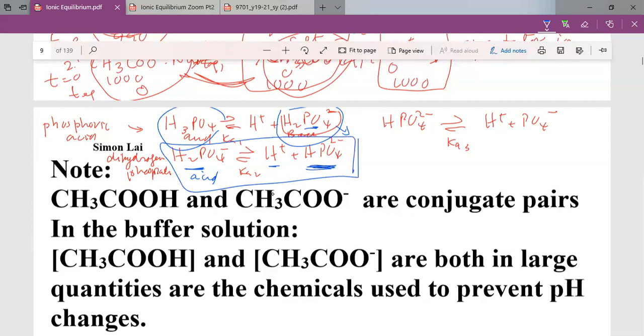This, of course, is a conjugate base, and in the buffer, this comes mainly from the salt. The sodium salt is actually Na2HPO4. It's called disodium hydrogen phosphate, if you want to know the name.